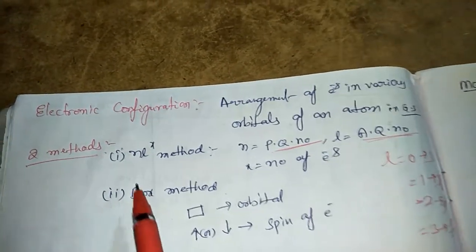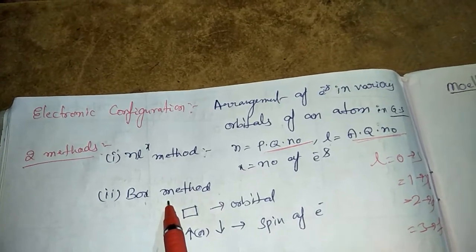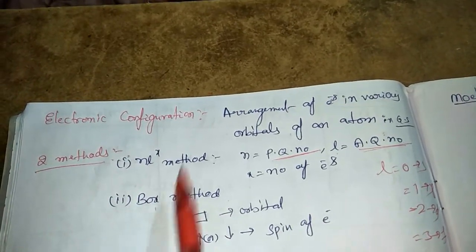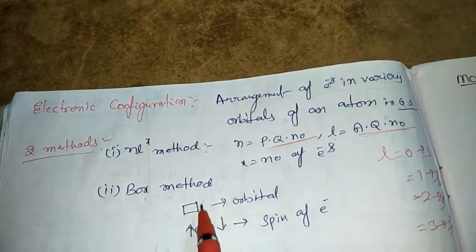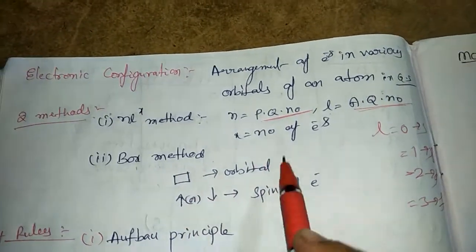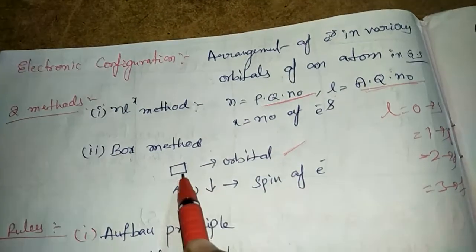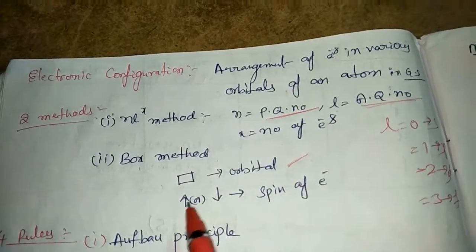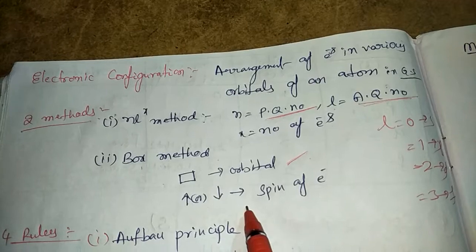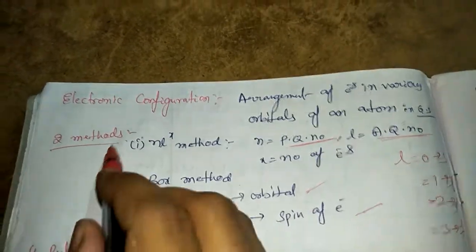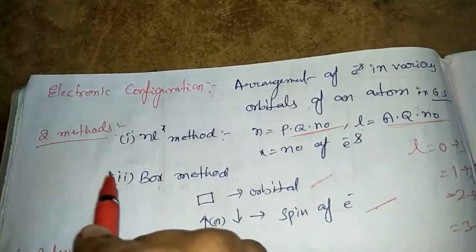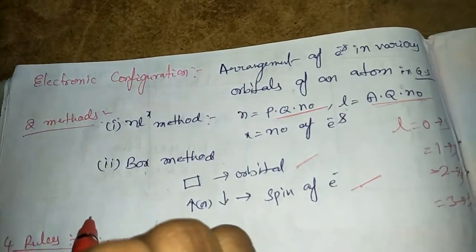Next, the second method, which is also useful for representation of the electronic configuration, is the box method. In the box method, a square box represents the orbital. Upward arrow or downward arrow represents the spin of the electron. By these two methods, we can represent the electronic configuration of any atom.